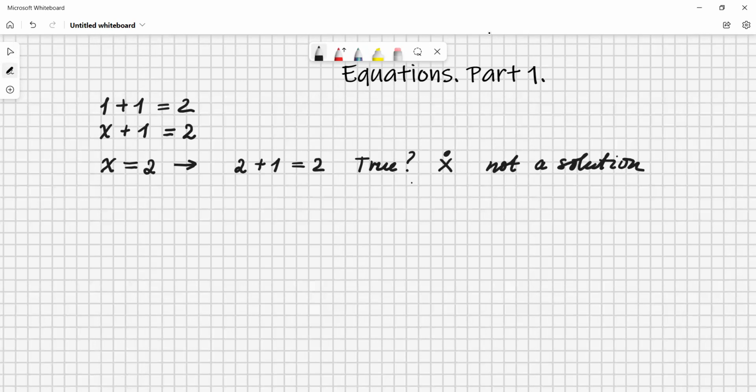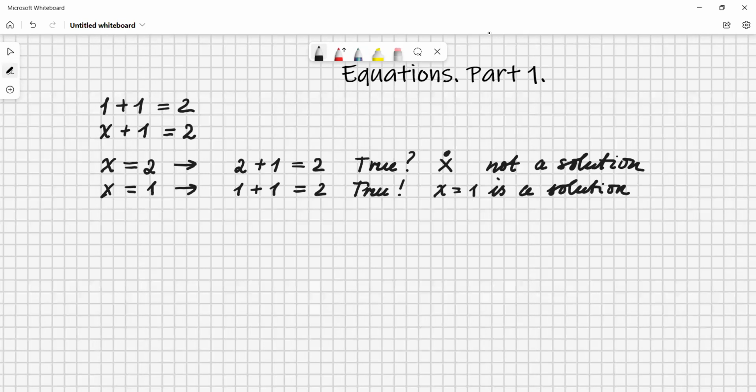Let's compare these two equations. Looks like the solution is going to be x equals 1, right? Let's check. We plug in 1 plus 1, and we are going to get 2. True. So x equals 1 is a solution. Sometimes we're going to have more than one solution. Sometimes we are even going to have infinitely many solutions.